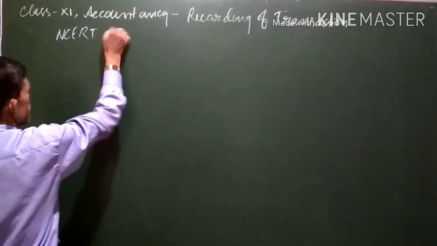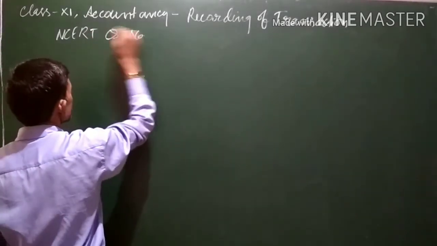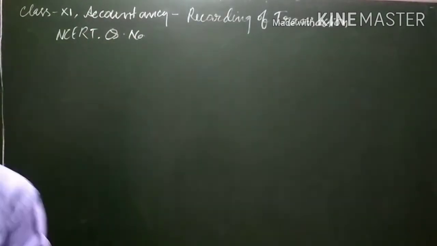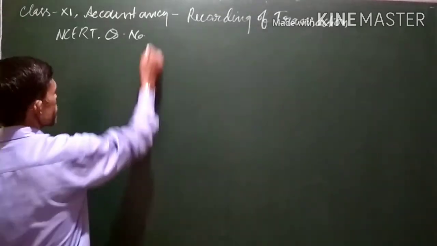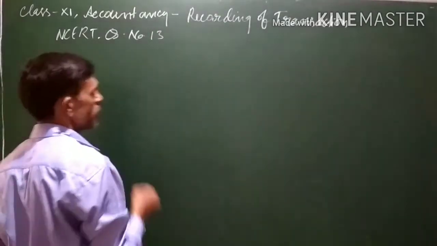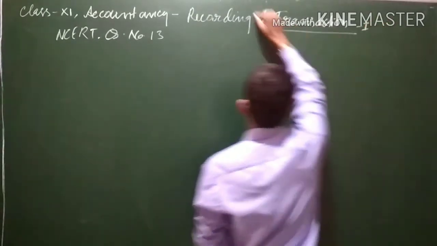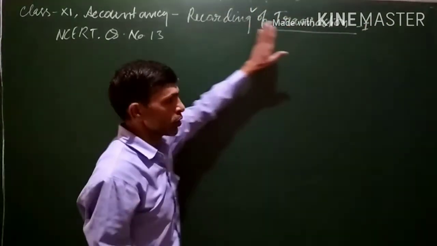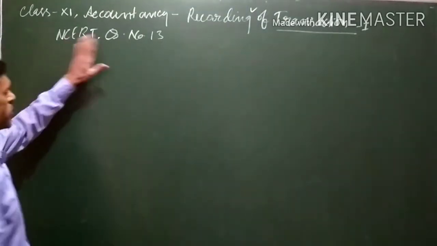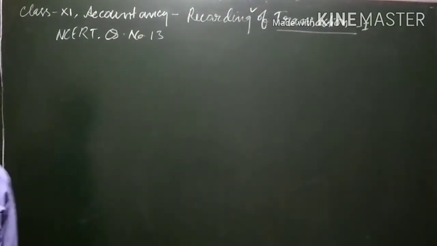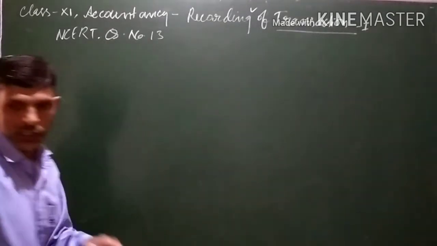NCERT question number 30, recording of transaction 1. In this chapter you have to go and see recording of transaction first. NCERT question number 30. That question we are journalizing. Here the question is given that we have to pass journal entry for this.